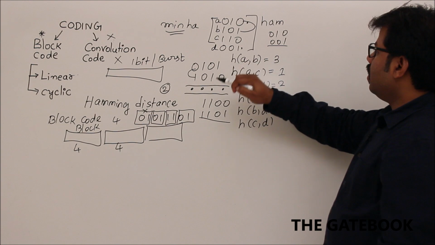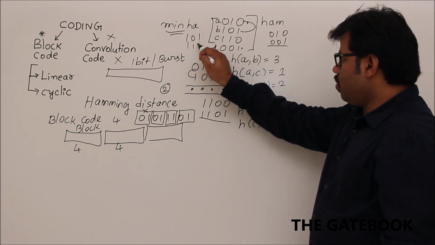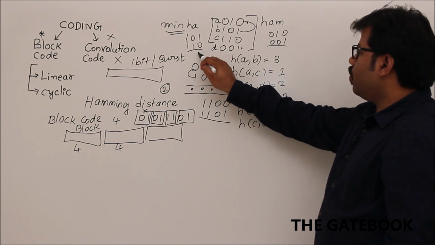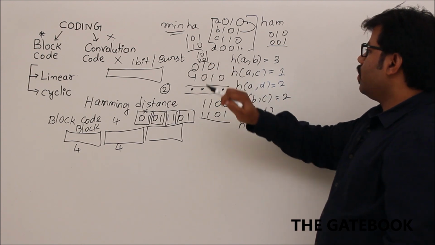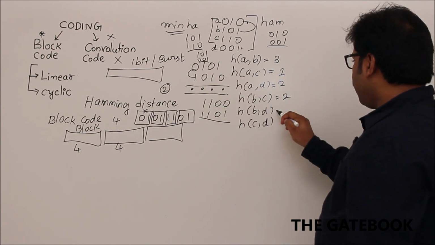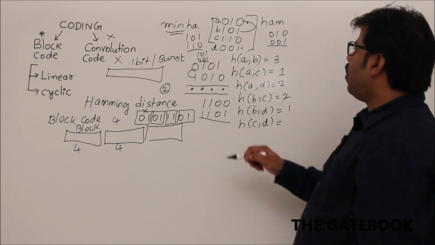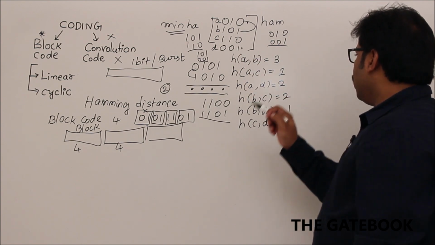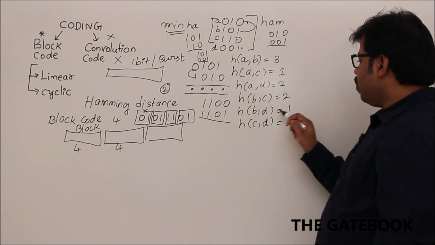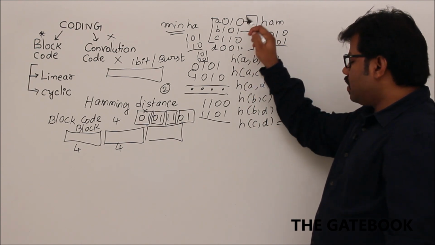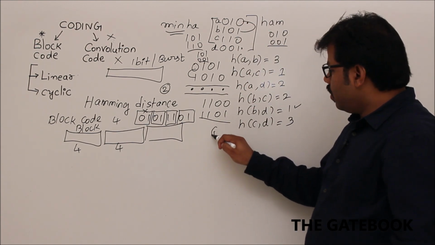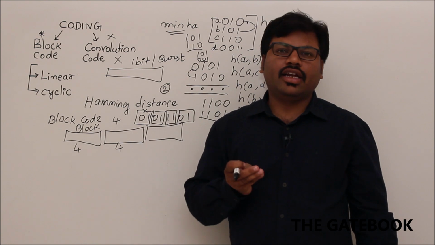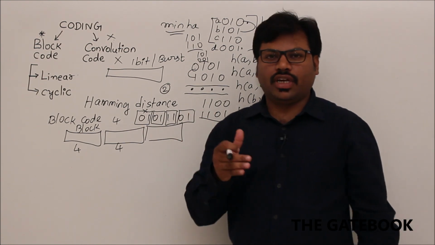Now B comma C, if you see B 101 and C 110, the difference is 2. Now B comma D, 101 and 001, so 1 and only 1, right? Okay. So the Hamming distance between C comma D, 110 and 001, is 1, 2, 3. Right. So if you see all, what is the minimum value? 1. So for this system, the minimum Hamming distance is 1. This minimum Hamming distance is going to help in the analysis of error detecting and error correcting capabilities. Okay, let's do that.